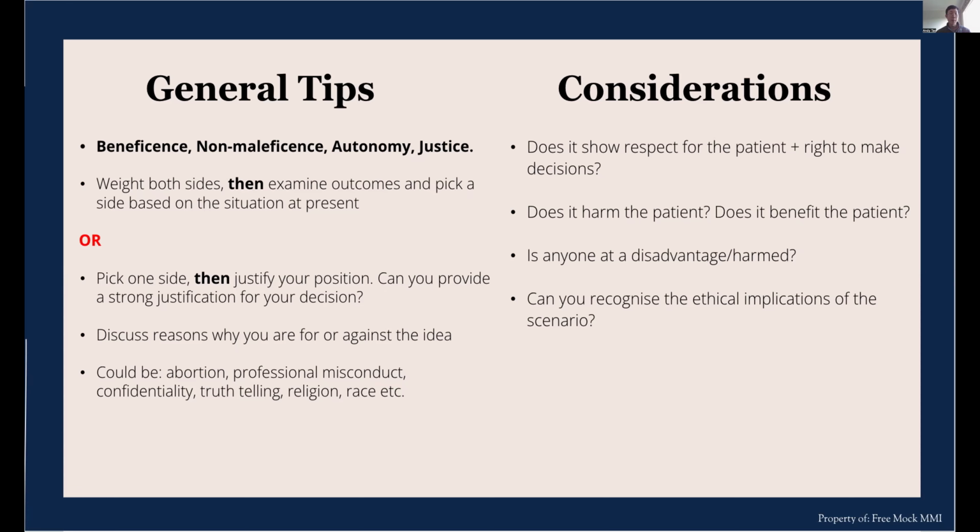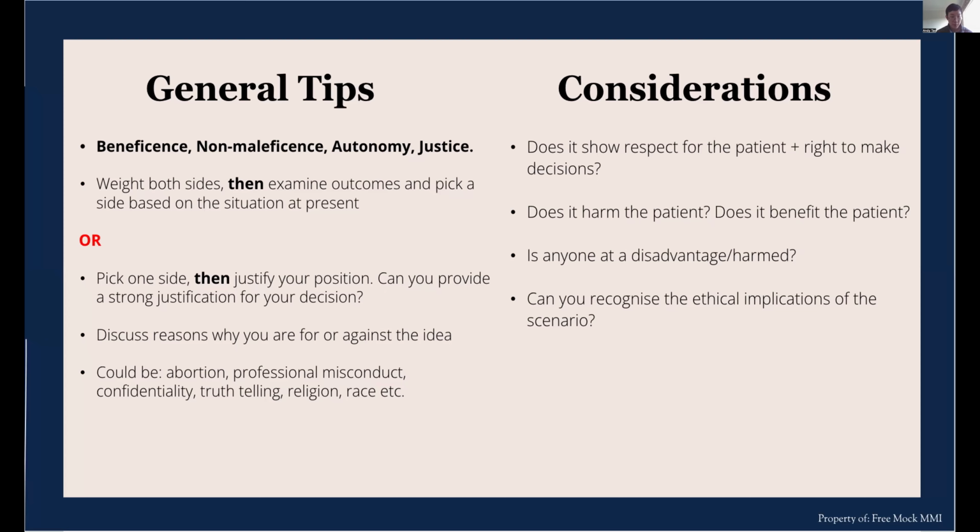That's the one I personally prefer because, when I was doing the MMI, I would not really know what side to pick at the start, especially with really complex moral questions. What I would do is show them my thinking, and it buys me more time to actually choose which side I want to pick. Some examples of this could include abortion, professional misconduct, like if you see your colleague cheating or faking data, and patient confidentiality, which is also another big point.